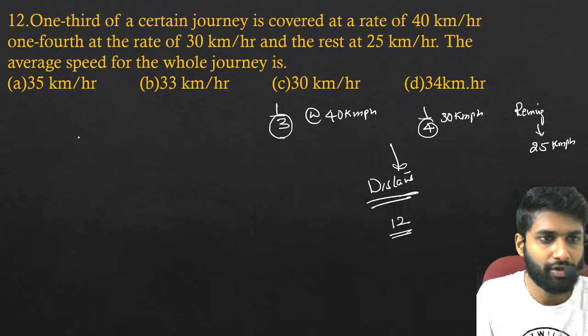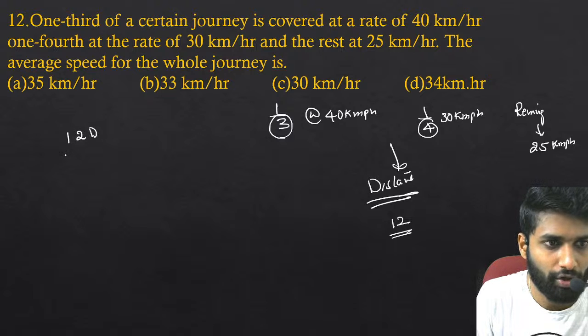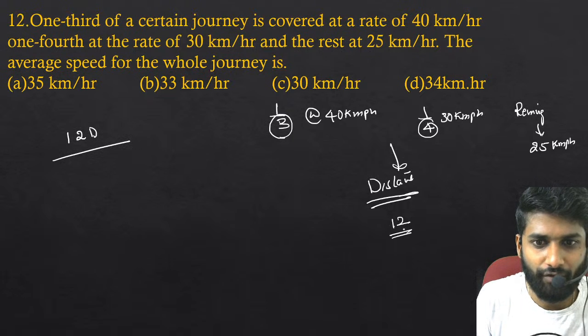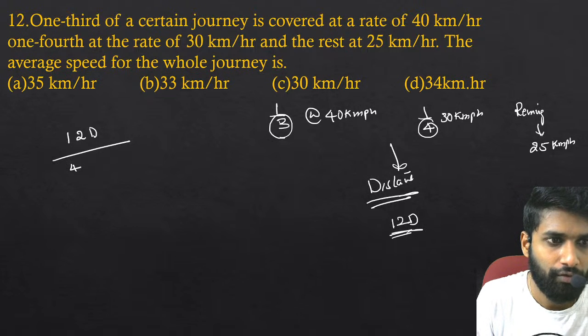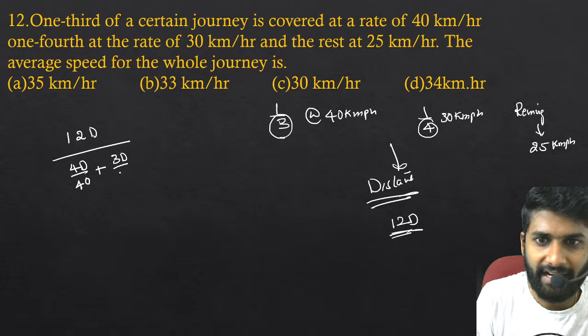If you go with the normal approach, the total assumption is equal to 12D. So one third of 12D is exactly equal to 4D, 4D by 40. Okay, no problem. Next, one fourth of 12D is equal to 3D, 3D by 30.